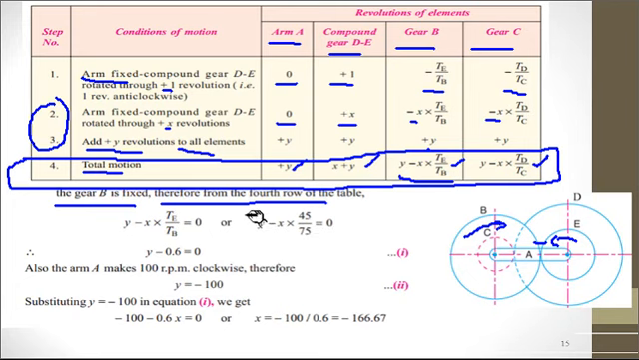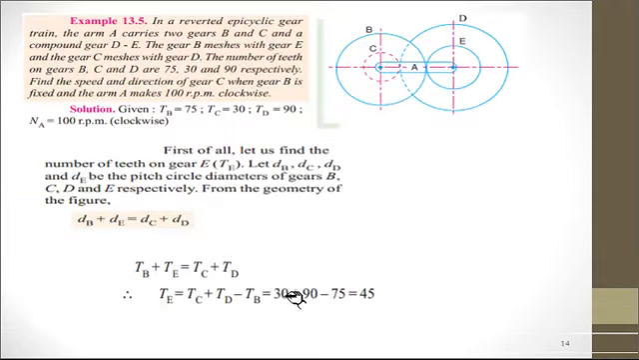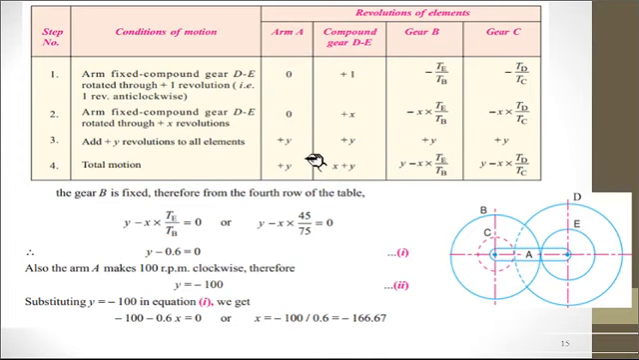From this equation we get the value; we will see how. Another hint is also given in your problem: gear B is fixed and arm A makes 100 rpm. In your table, come to arm A. What is the last value? Plus Y. Here plus Y becomes 100 rpm. So Y is kept minus, meaning it is moving clockwise. So Y is equal to minus 100.